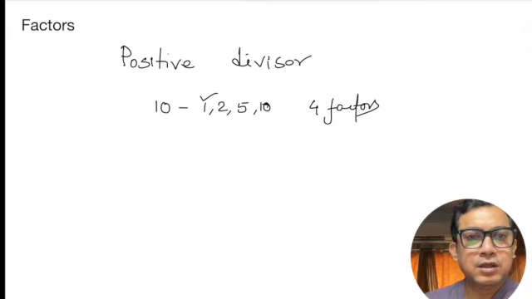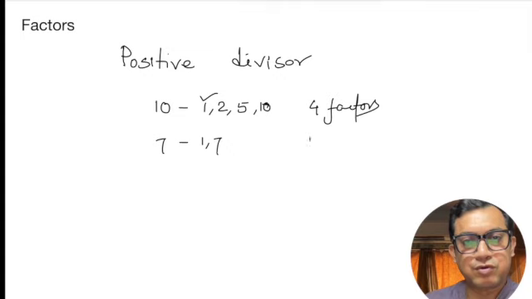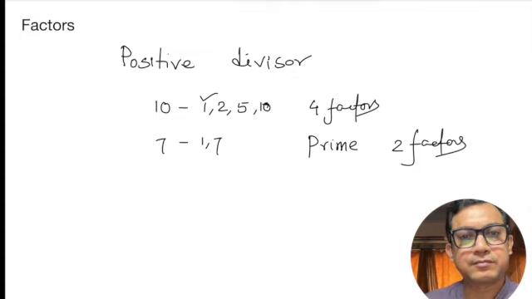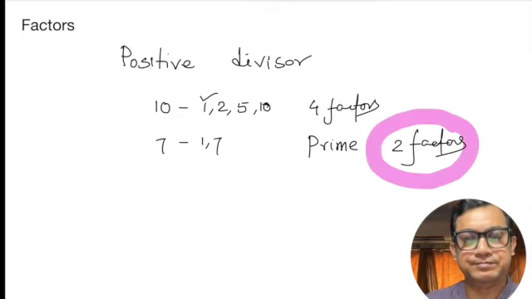Okay. And if I say what are the factors of 7, 7 is a prime number. It has only 2 factors, 1 and 7. So how do you know a prime number? A prime number has exactly 2 factors. Similarly, a composite number like 10 has more than 2 factors. So having 2 factors is basically a cutoff. If a number has 2 factors, we'll say this is a prime number.